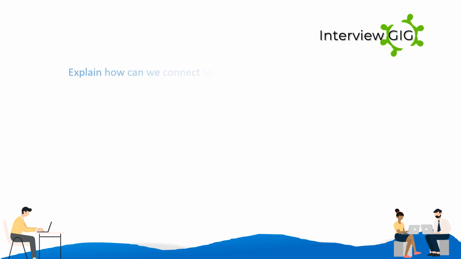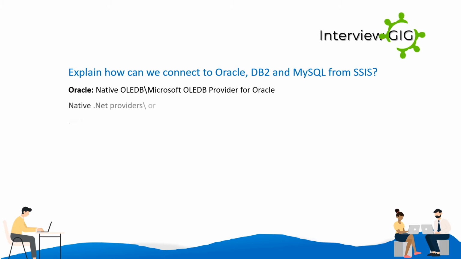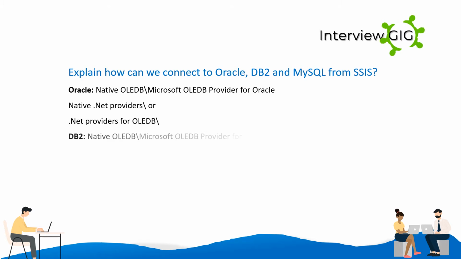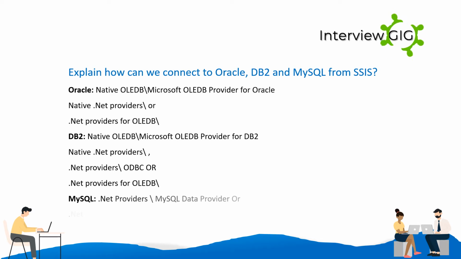Explain how can we connect to Oracle, DB2 and MySQL from SSIS? Oracle: Native OLEDB / Microsoft OLEDB provider for Oracle, Native .NET providers / Oracle .NET providers for OLEDB. DB2: Native OLEDB / Microsoft OLEDB provider for DB2. MySQL: Native .NET providers / .NET providers / ODBC.